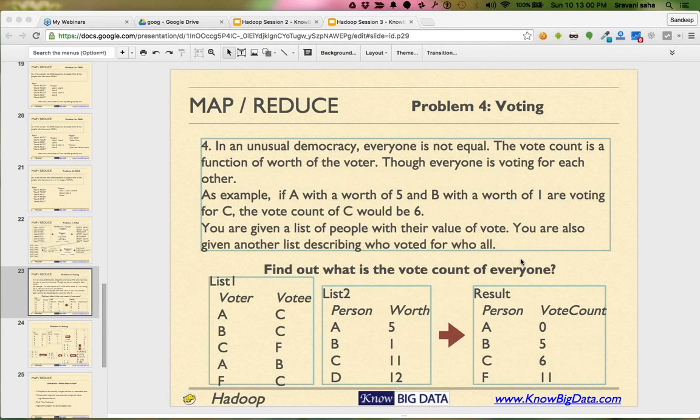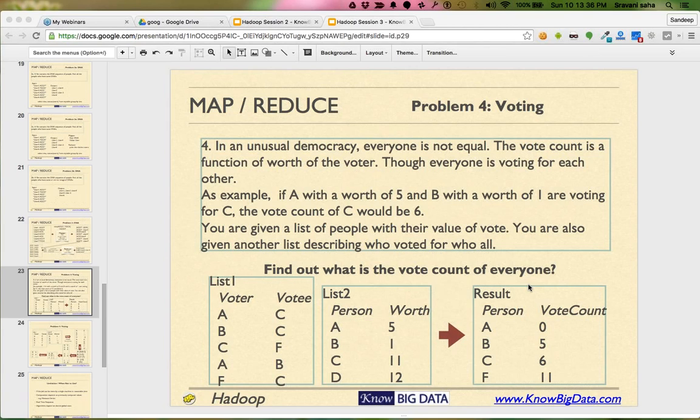So the next problem we are going to talk about is this unusual democracy, and you would be surprised that it's not a hypothetical question. It's actually based on an algorithm called PageRank by Google. It's a similar approach. The algorithm is a little more complicated and would be a little difficult for the beginner, but this one should give you a good heads up.